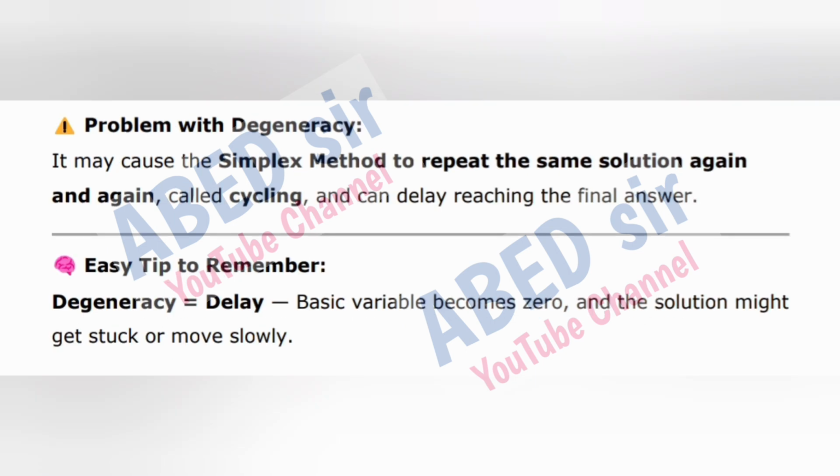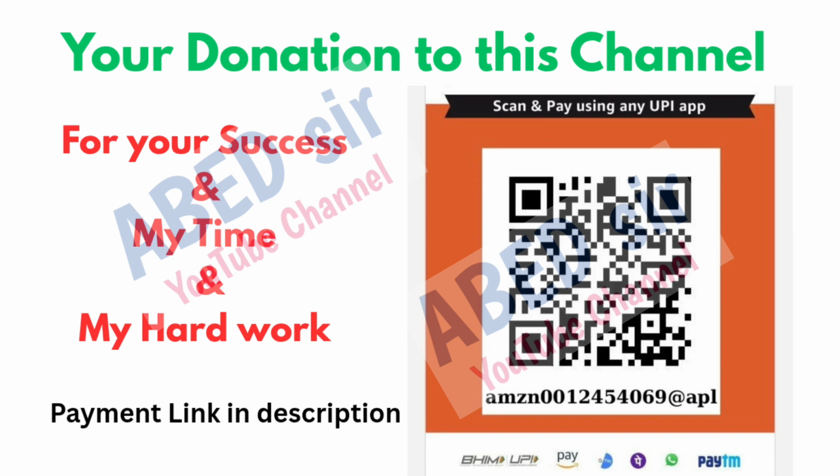Problem with degeneracy. It may cause the Simplex method to repeat the same solution again and again, called cycling, and can delay reaching the final answer. Easy tip to remember: degeneracy is equal to delay. A basic variable becomes 0, and the solution might get stuck or move slowly. Next, unit 2.